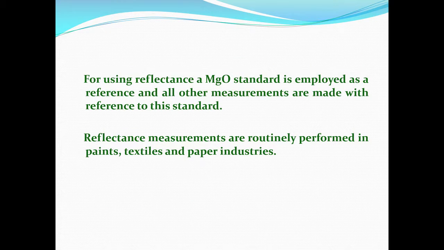For using reflectance, as I had told you, a magnesium oxide standard is employed as a reference, and all other measurements are made with reference to this standard. The applications definitely include paints, textiles, paper industries, thin film industry, and any other large surface area preparation with different colors. That is how we should be going about it.